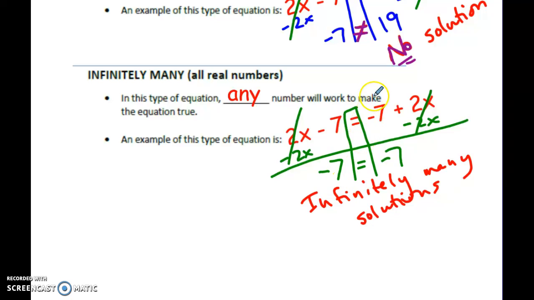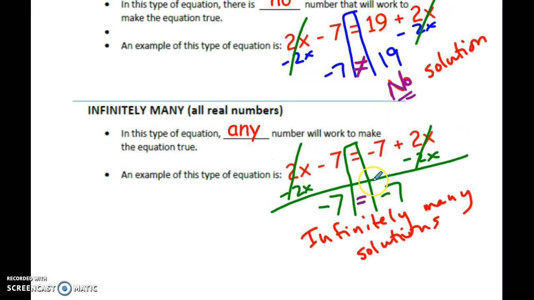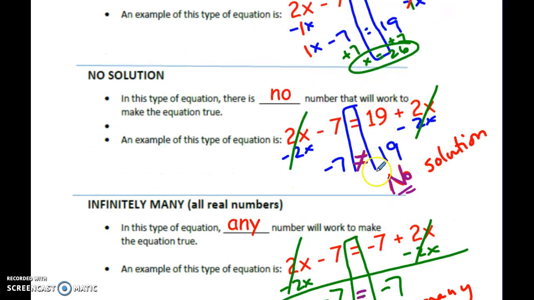You have a negative 7 on this side and on this side. Okay, negative 7 is always going to balance out with a negative 7 on this side, so I'm going to leave my equal sign here, and that's going to tell me this is a different case. Back here they were not balanced, so that's why we said no solution.